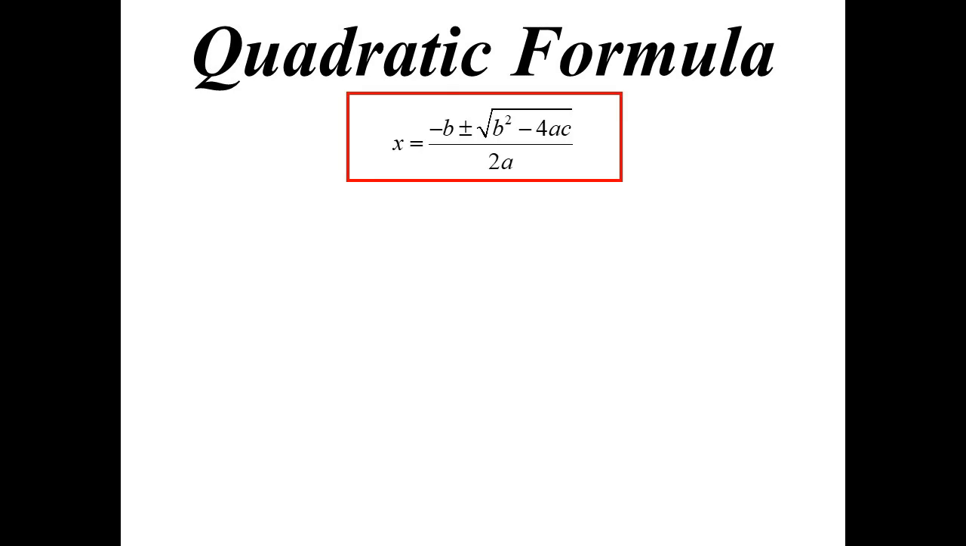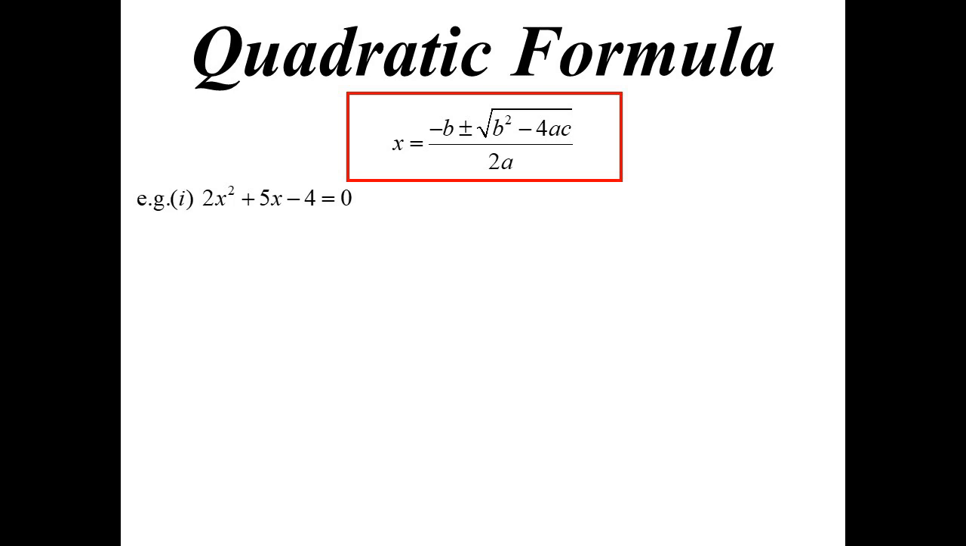Patterns, I said. Patterns. If we can find patterns, it makes life easier. Well, quadratics, we solve them the same way every single time, which means we can create a formula. We can find a pattern. And there it is. X equals negative b plus or minus the square root of b squared minus 4ac, all over 2a. Lovely formula.